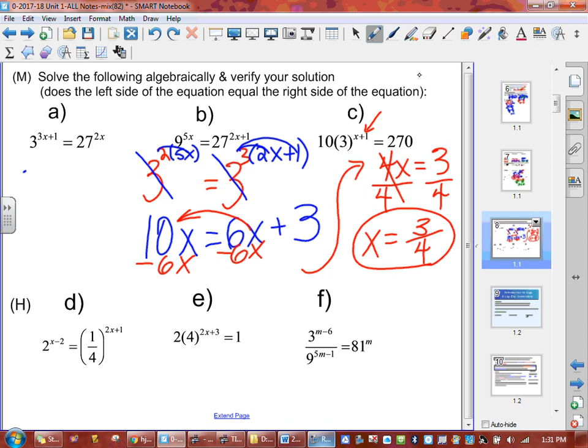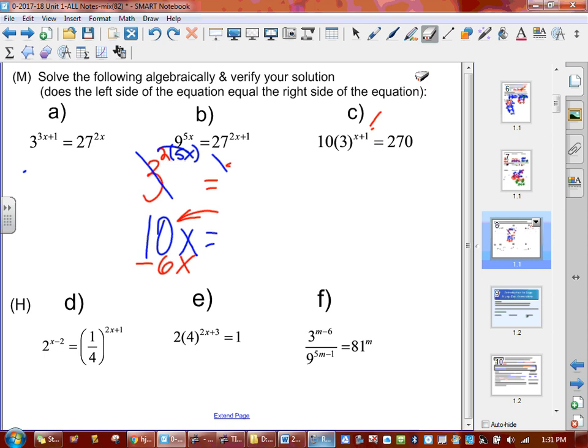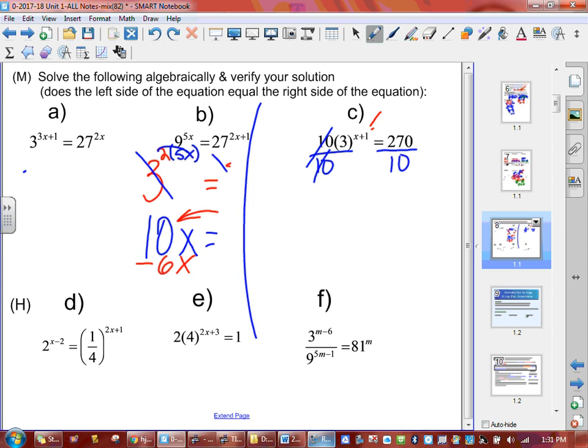So, first step, divide the 10 out. Get rid of that 10. That gives us 27, which will go to a base 3. So 27 now becomes 3 cubed. Okay? So when 27 becomes 3 cubed, that's what I'm going to write below. So we've got 3 to the x plus 1 equals 3 cubed.